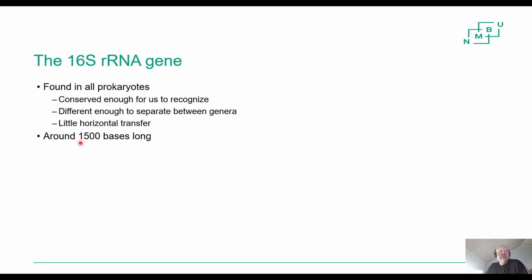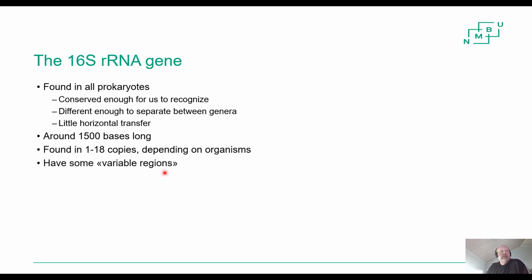It's a non-coding gene, around 1500 bases long. And this is what I told you in the previous slide: it's found in from 1 to like 18 copies, depending on the organism. So it's not like all of them have one 16S. By far, most bacteria have more than one 16S. Some have 2, some have 5, and some have 10. So this is a little bit of a headache, right? And we will look a little bit into this in an exercise in one of the modules.